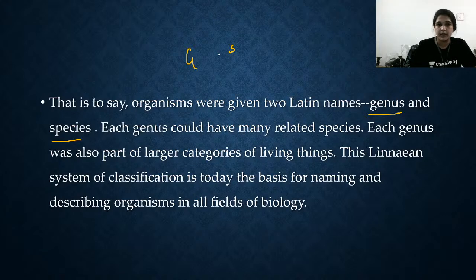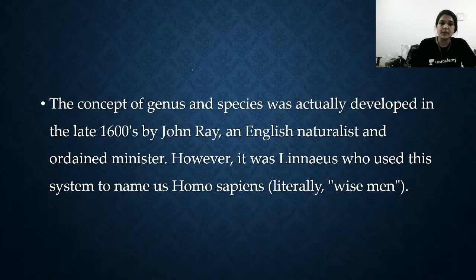Okay, that is called binomial nomenclature. The concept of genus and species was actually developed in the late 1600s by John Ray, an English naturalist. However, it was Linnaeus who used them to name Homo sapiens, which means wise men.